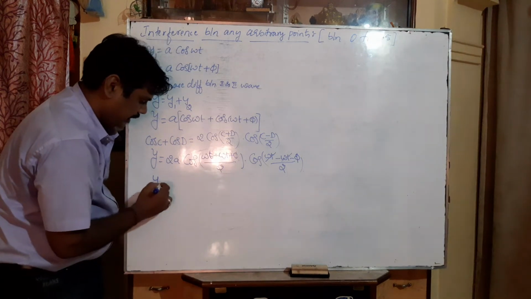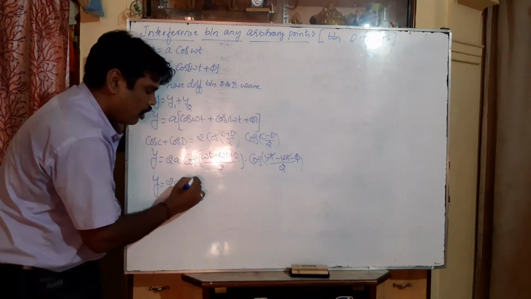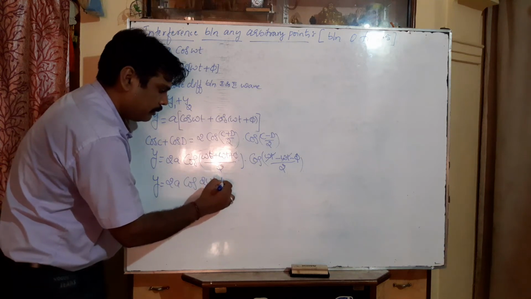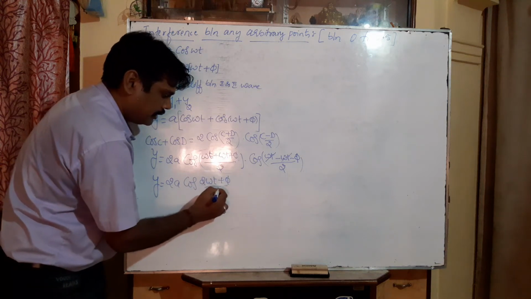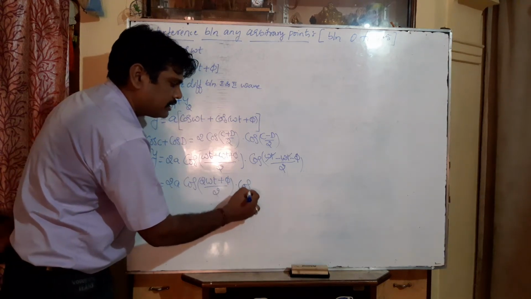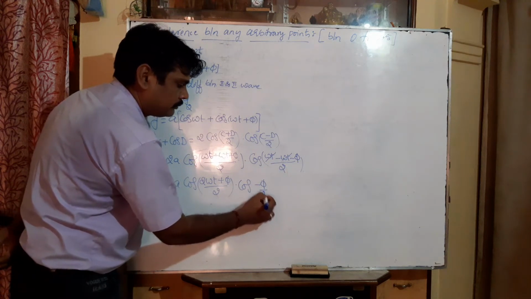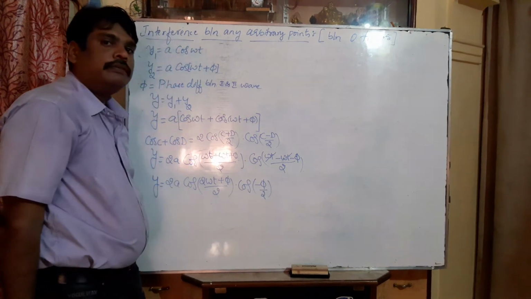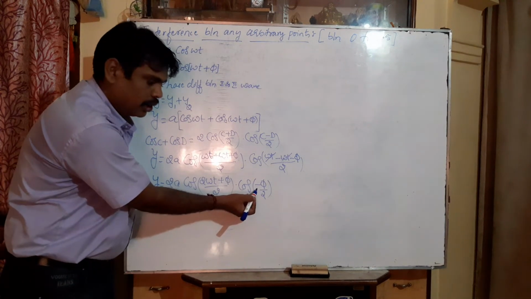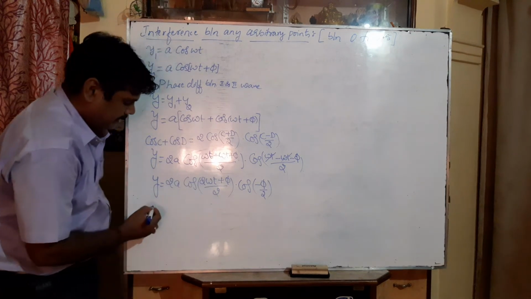In the next step, it will reduce to y is equal to 2a into cos of 2 omega t plus phi whole divided by 2. This is the first cos term, and in the second cos term omega t gets cancelled, leaving minus phi by 2. You know that cos of minus theta is cos theta only. So this minus will be eliminated according to trigonometric rules. Then consider the next step.